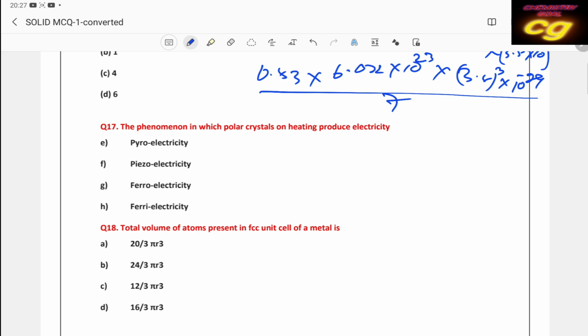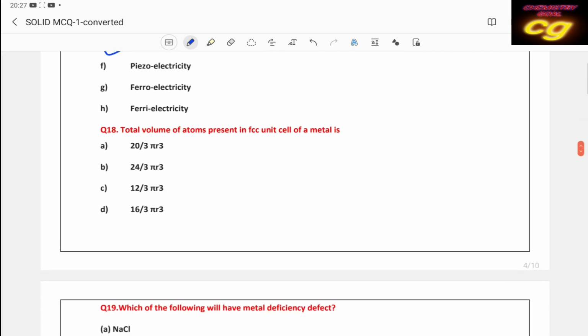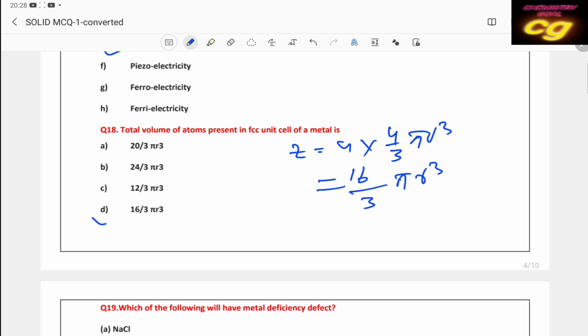Okay, then the phenomenon in which polar crystals on heating produce electricity. By heating, it is called pyroelectricity. The options are pyroelectricity, piezoelectricity, ferroelectricity, but the correct answer is pyroelectricity. Okay, total volume of atoms present in FCC unit cell of metal. What is the total volume of atoms present in FCC? We know Z value is equal to 4. So total volume will be 4 into 4 by 3 pi r cube. So answer is 16 by 3 pi r cube. So answer is D.